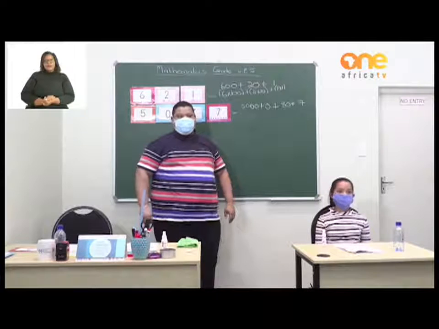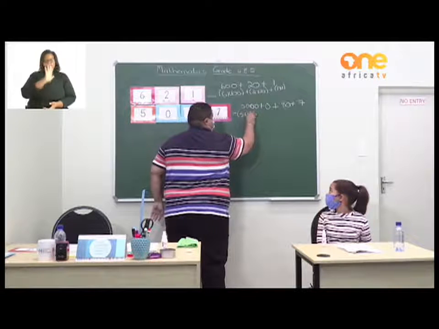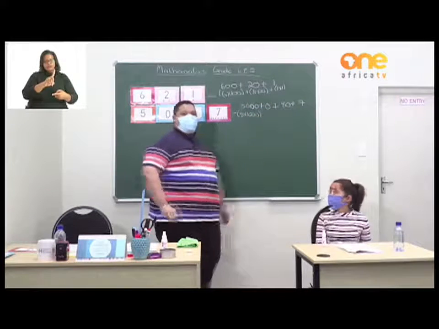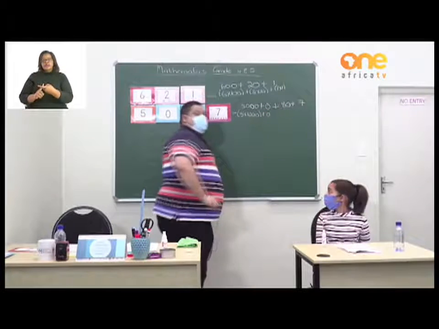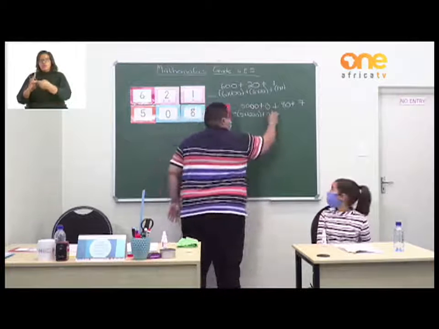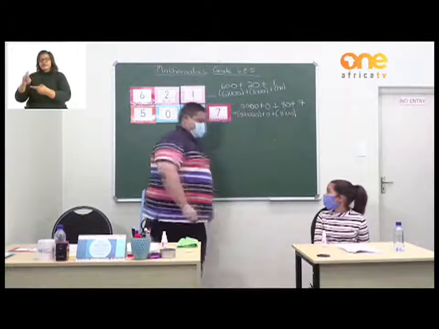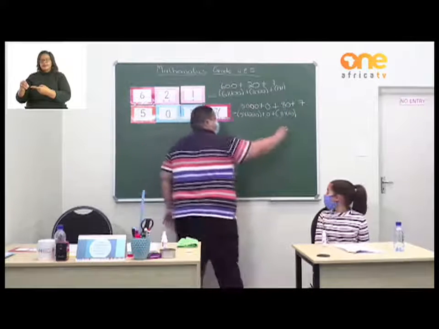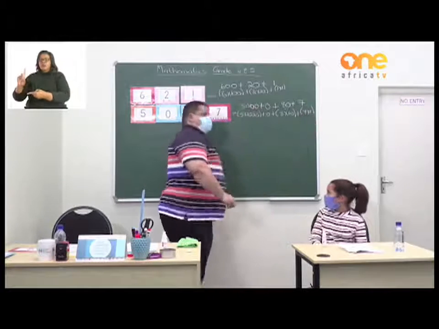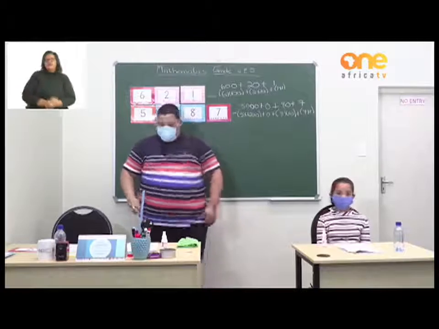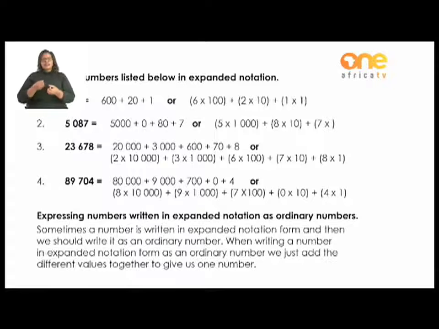Now let's try it with the multiplication. 5 times 1,000, that is equal to 5,000, plus, we just write 0 to indicate that there's no hundreds, plus 8 times 10, that is equal to 80, and then lastly we have 7 times 1, which is equal to 7. Now going back to our book, we will see there are lots more examples.